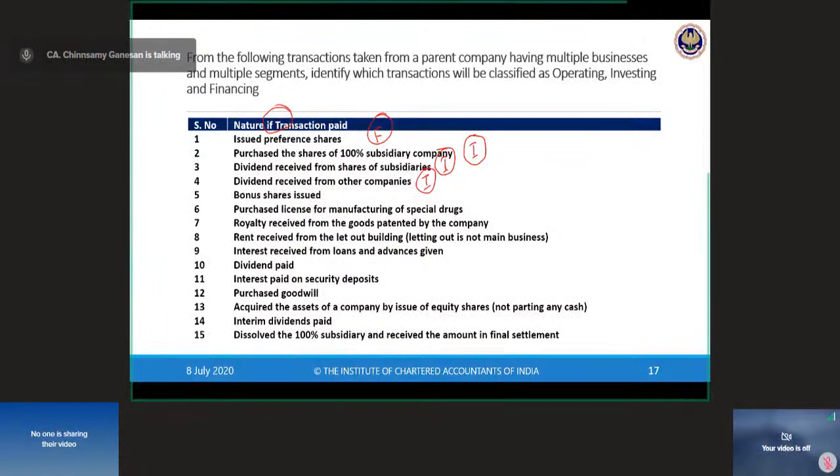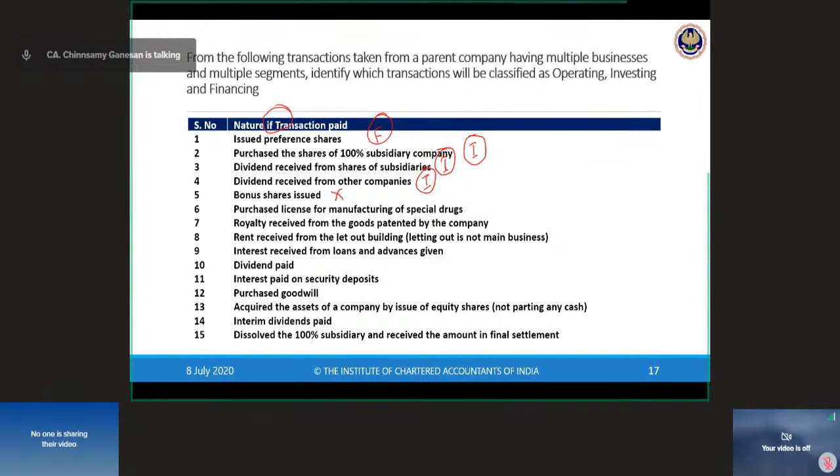Bonus shares issued. Is there any cash inflow or outflow arising out of it? Bonus shares are issued free of cost by capitalization of your profits, so there is no cash inflow or outflow. Bonus shares will not come as part of the cash flow statement. One point which I have not talked about is non-cash items. I have a separate slide. Non-cash transactions should be disclosed as part of your notes and accounts, because they are not reflected in the cash flow statement. So any bonus shares issued will be part of your notes and accounts.